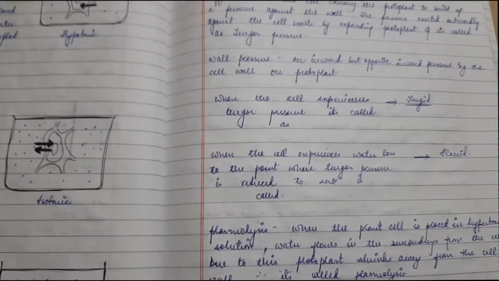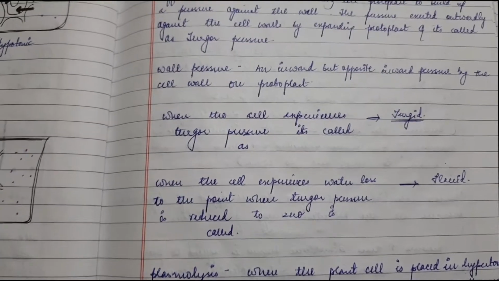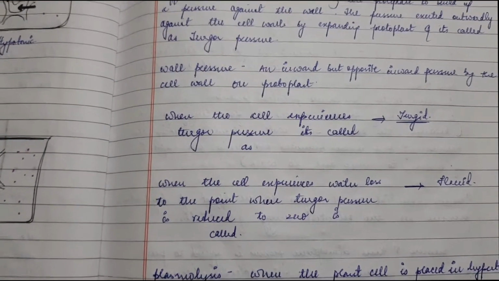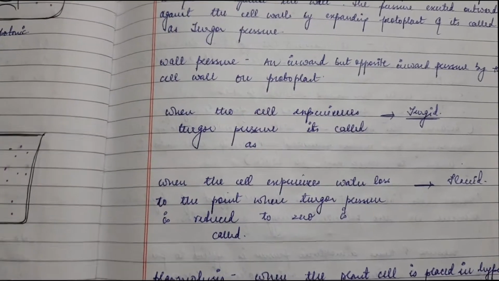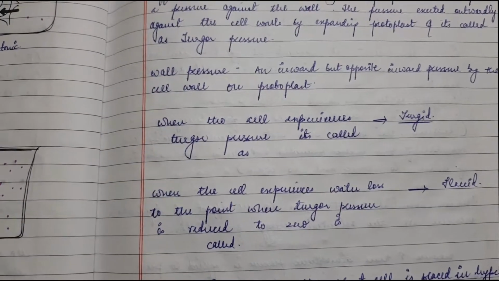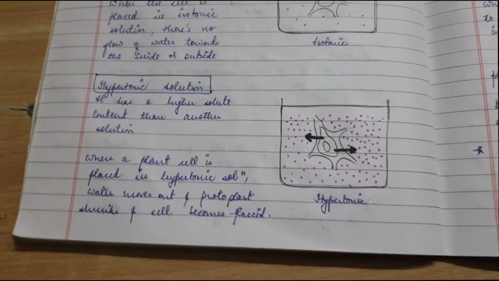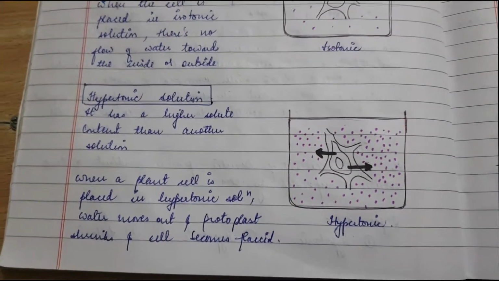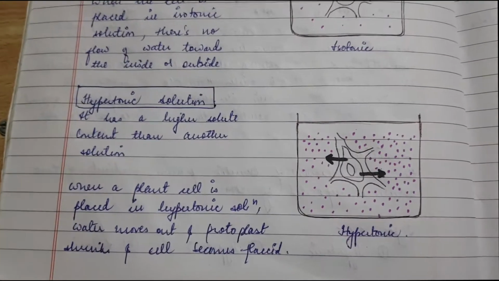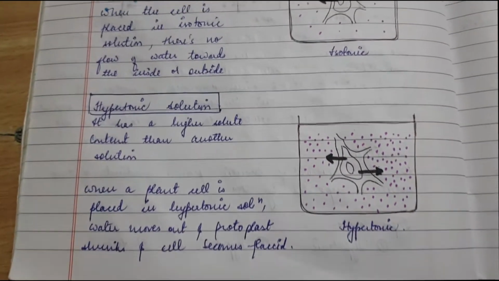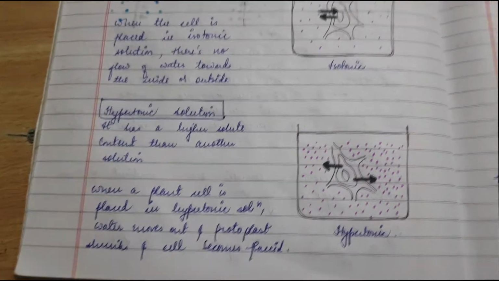Flaccid means जब सेल को water loss experience होता है. Okay, when the cell experiences water loss to the point where the turgor pressure is reduced to 0, it is called flaccid. So here in the hypertonic solution, when you're placing the plant cell inside the hypertonic solution, it becomes flaccid because all the water inside the cell moves to the outside and the protoplast shrinks. Now what is turgor pressure?